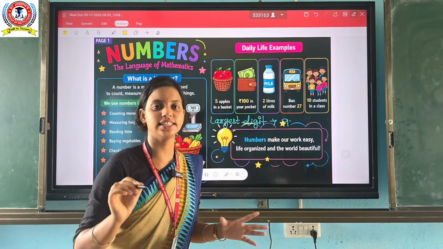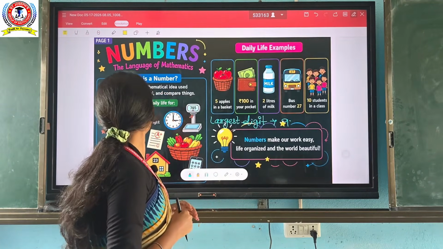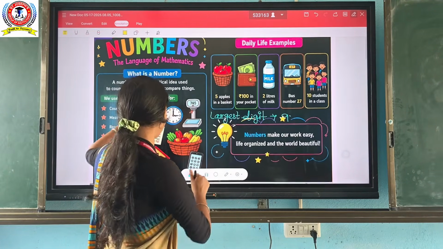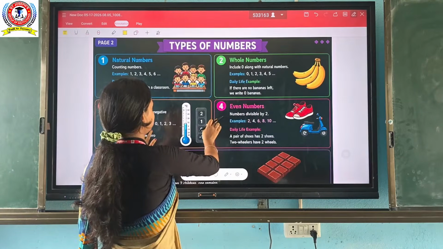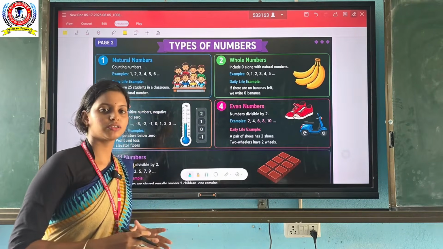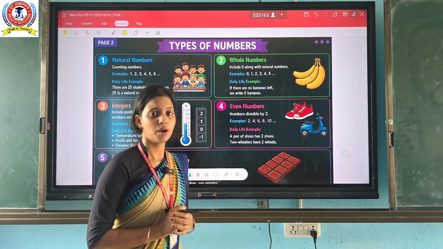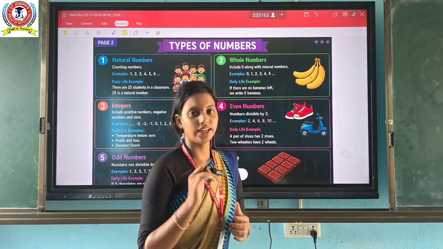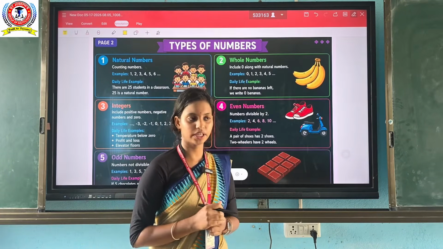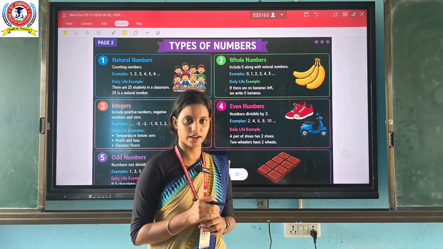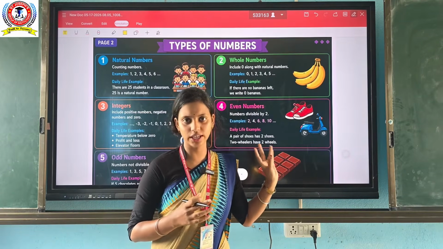So which one is the largest digit? The largest digit is 9. Okay, so let's come to the first type of number, that is natural numbers. Natural numbers are the numbers that come naturally to our mind. Let's say Sid is a 5-year-old boy, and you give him 5 chocolates and ask him to count them. He starts counting: 1, 2, 3, 4, and 5.